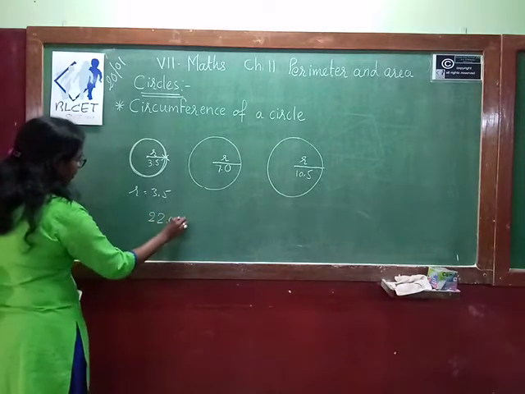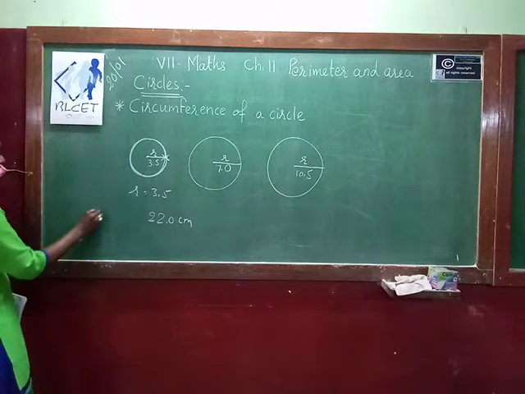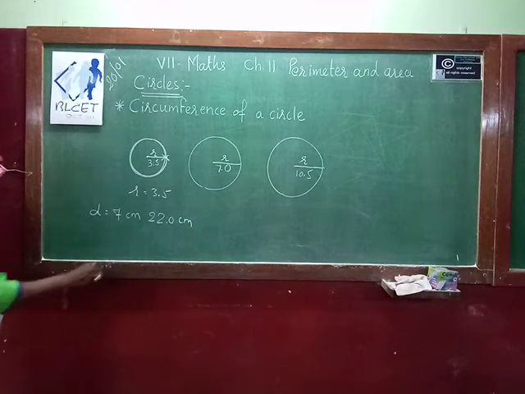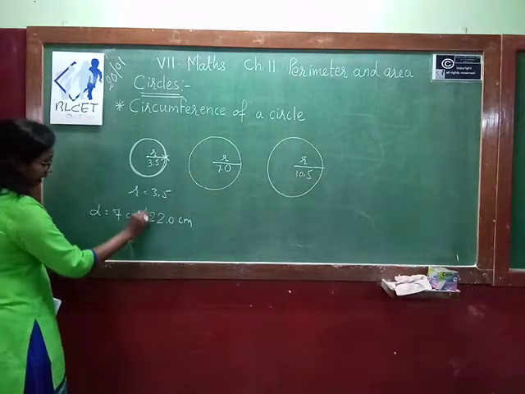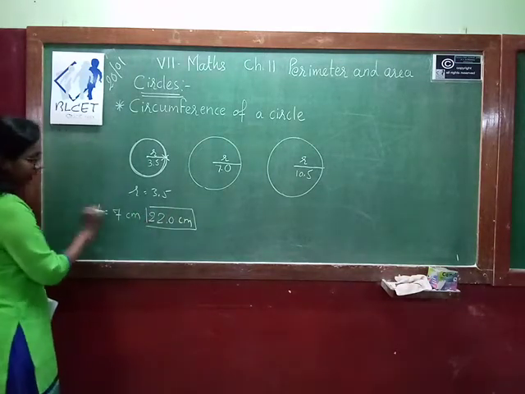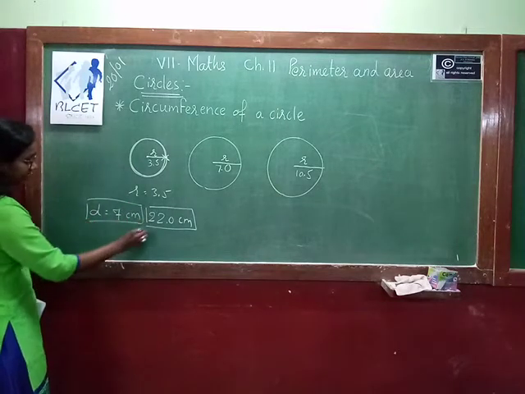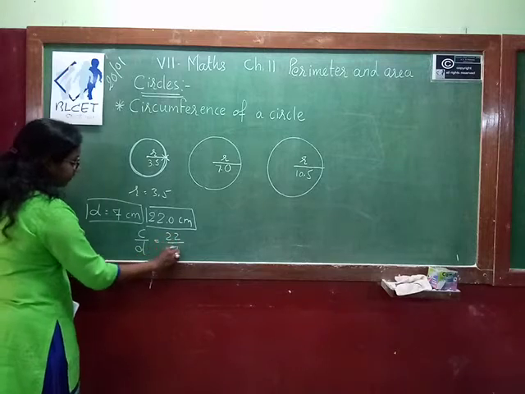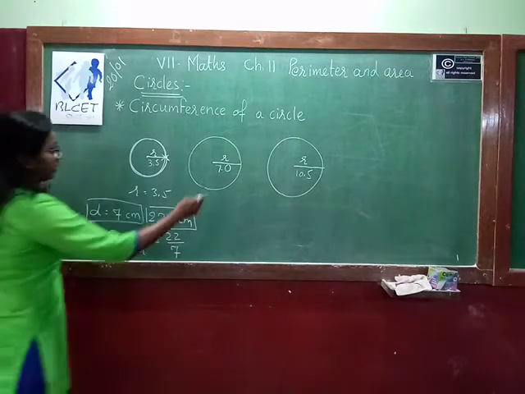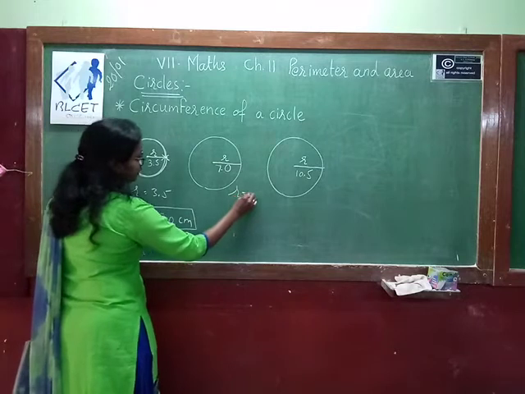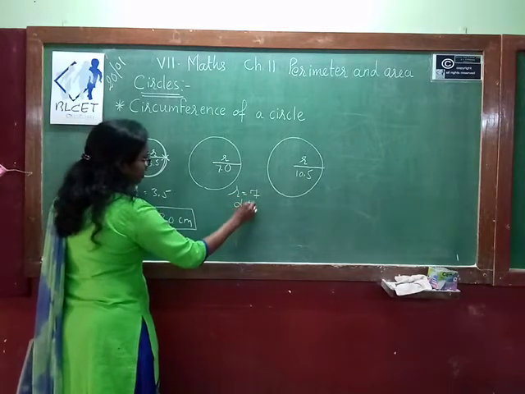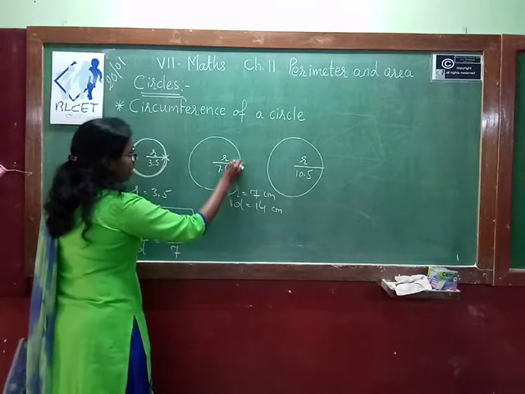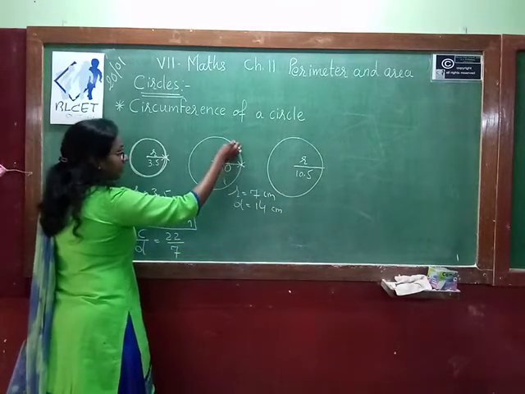What is the diameter for this? 7 centimeter. Now what we have to do? We have to take the ratio of total length and diameter, that is C divided by D. What is the answer? 22 divided by 7. Now for the second circle, the radius is 7. So diameter is equal to what? 14.